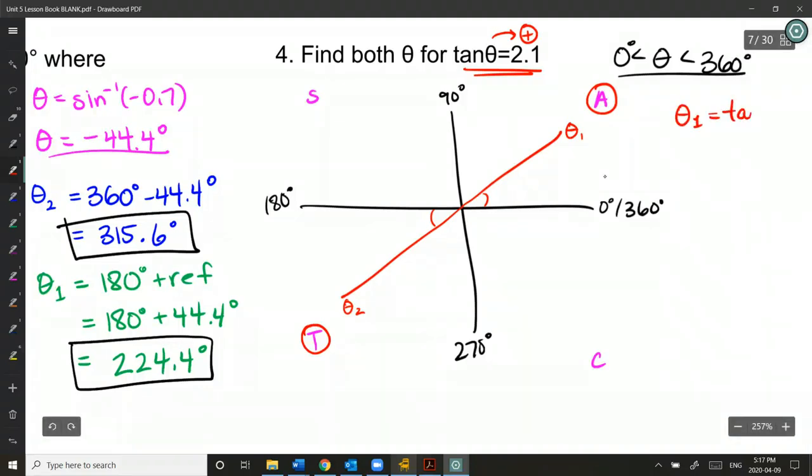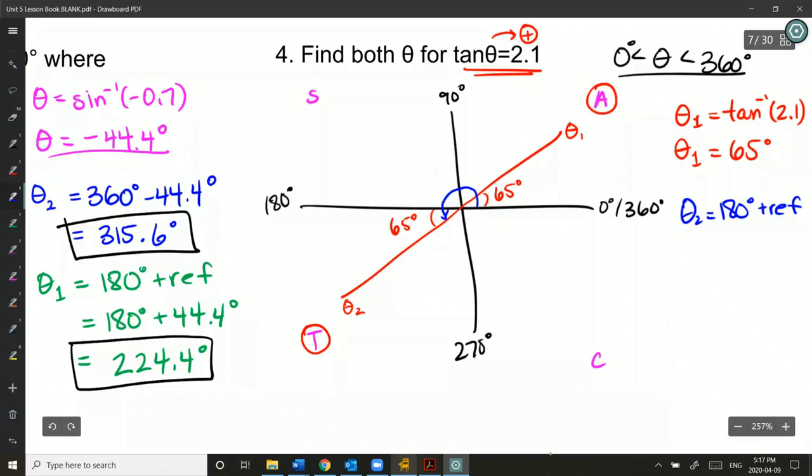Theta 1 is going to be found by doing the tan inverse of 2.1. And I'm just going to say we'll round to the nearest whole value here. So let's go 65 degrees. That's this rotation, and this is actually going to be equal here. However, to find theta 2, I want this full rotation. So this full rotation for theta 2 will be 180 plus my reference angle, which is 65.